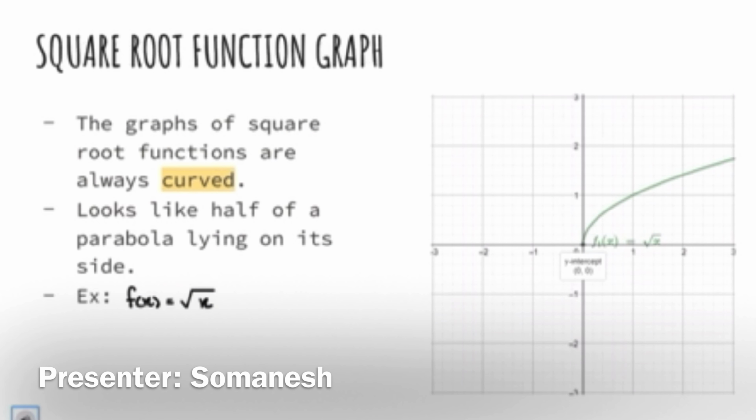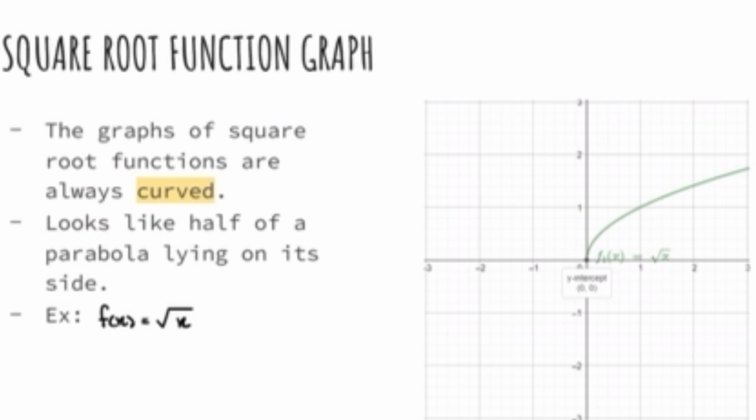Hello, my name is Somanesh and I'll be presenting the translations and the reflections of a square root graph. For today's graph, I'll be using the function square root of x. Just by looking at the graph, you may notice two things. Firstly, the graph is always curved, and the second is that the graph looks like half of a parabola.